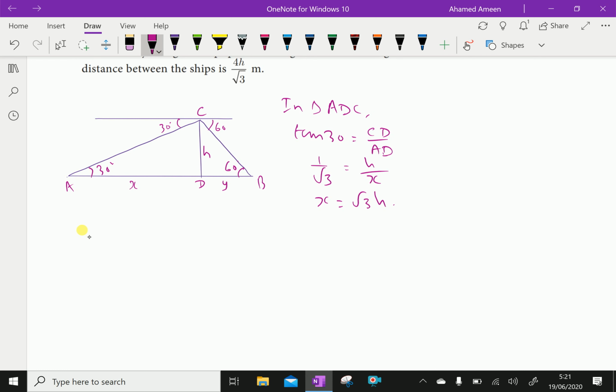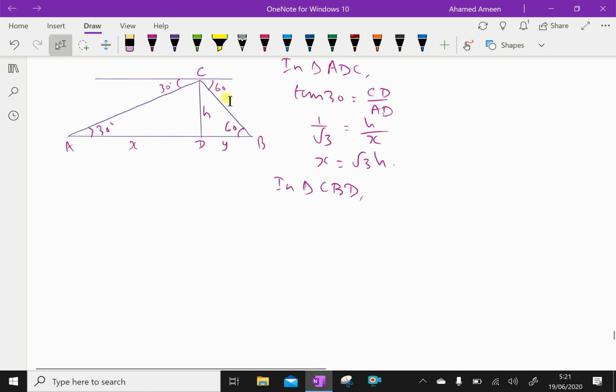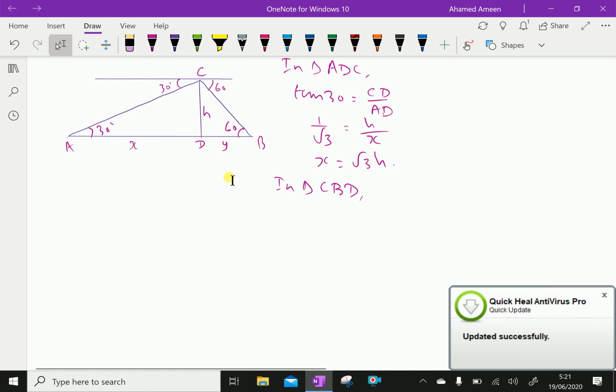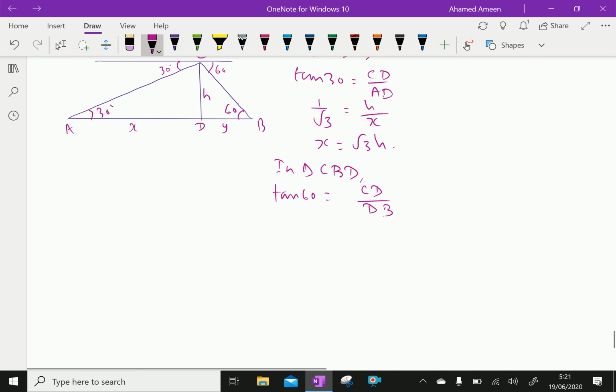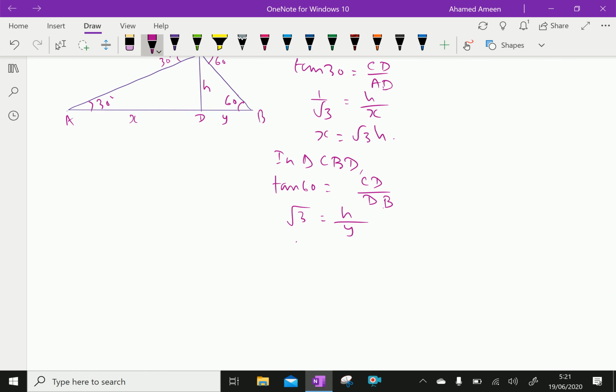Now in triangle CBD, tan 60 equals CD over DB. Tan 60 is root 3, CD is h, over DB, which is Y. Therefore, Y equals h over root 3.